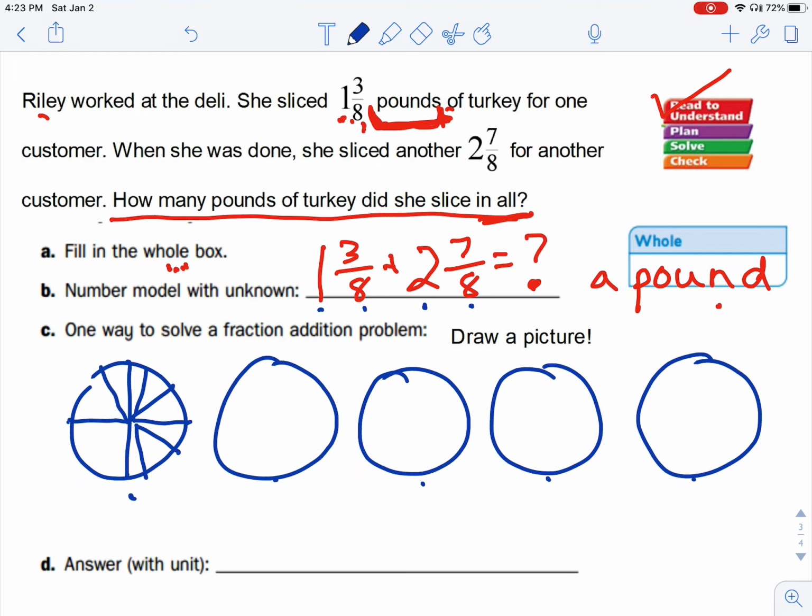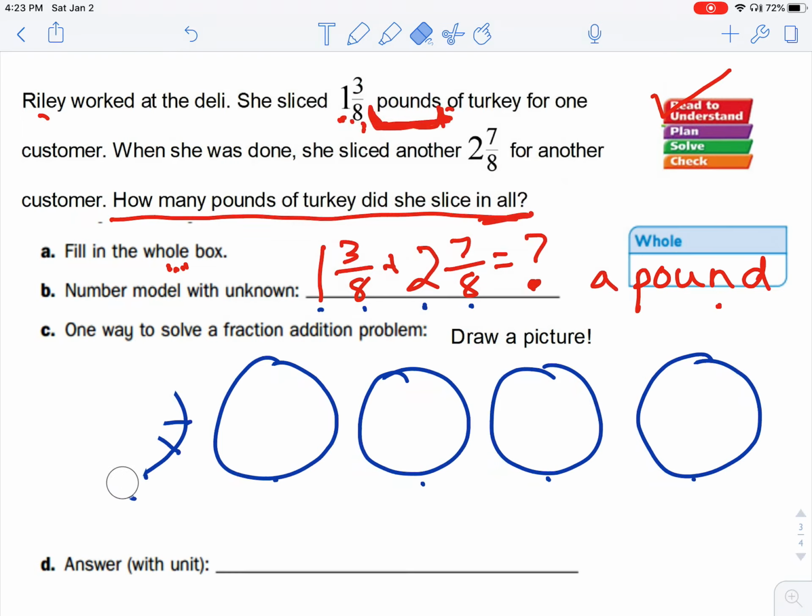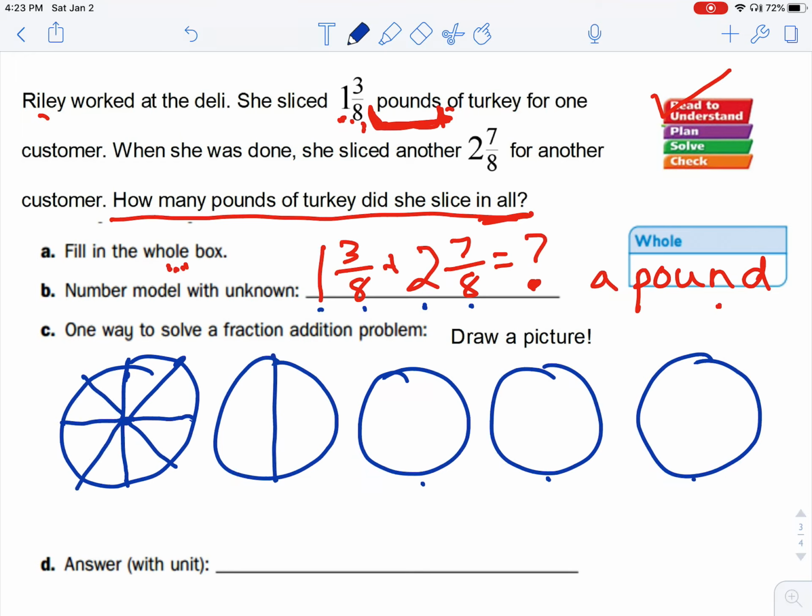Okay, doing my best to keep them equal. Oh, I'm doing way more than eighths. That would explain it. Let me see if I can get the eraser here. There we go. Okay. Let's try this again. So I split in half and then I want 4 pieces on each side to get eighths. There we go, much better.